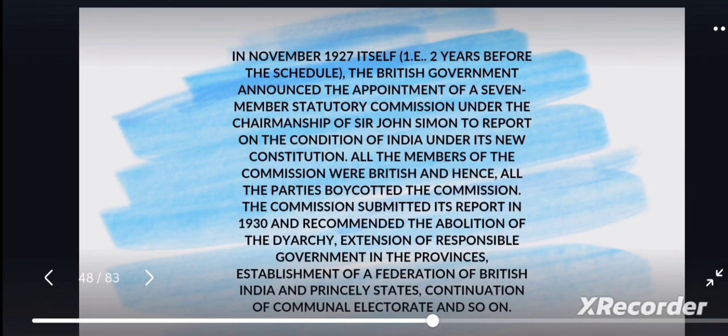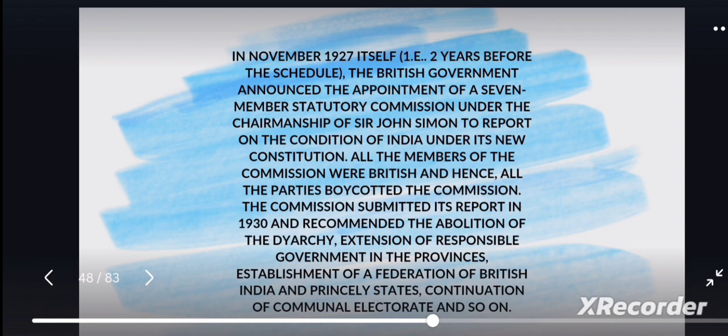In November 1927 itself, 2 years before the schedule, the British government announced the appointment of the 7-member statutory commission under the chairmanship of Sir John Simon to report on the condition of India under its new constitution. All the members of the commission were British and hence all the parties boycotted the commission.